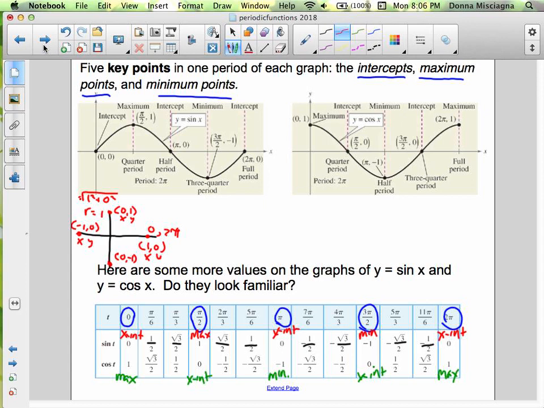Cosine has 2 x-intercepts, (pi/2, 0) and (3 pi/2, 0), 2 maximums, (0, 1) and (2 pi, 1), and 1 minimum, (pi, -1). So this is one period of each, which is what we'll be graphing. Notice that every fourth of the way, something important happens. We start off with a maximum. 1/4 of the way, we have an x-intercept. The second fourth of the way, we have a minimum. The third fourth, we have an x-intercept. And then when we finish the period, we have a maximum.